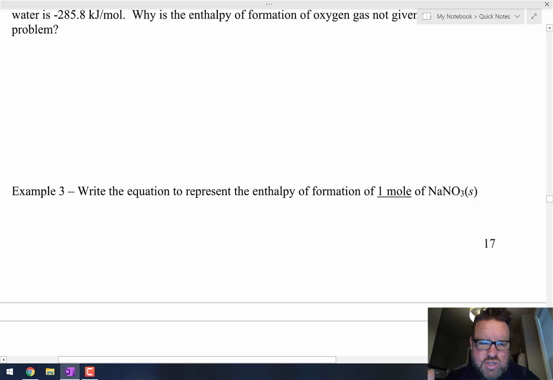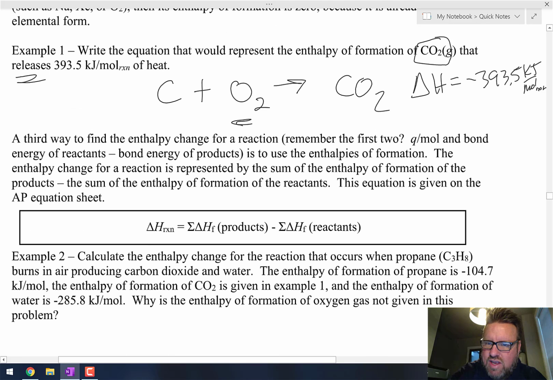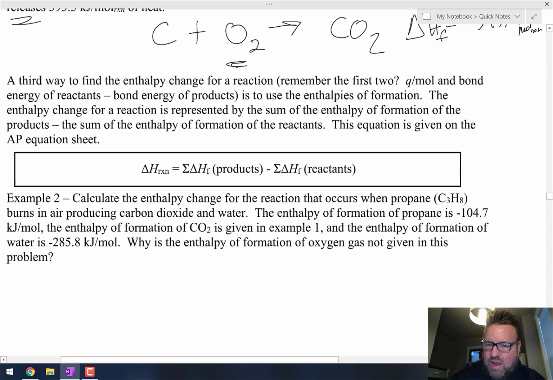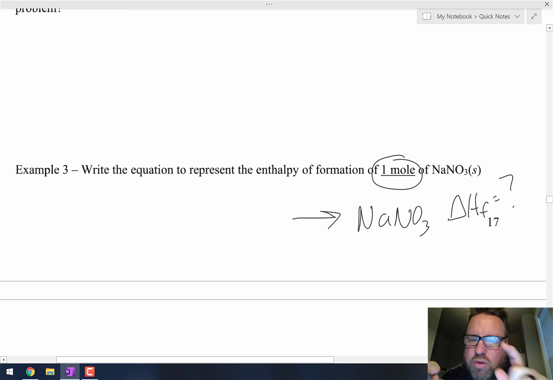We'll go back to number 2 in just a second. It says write the equation to represent the enthalpy of formation of 1 mole of NaNO3, which means you can't have more than a 1 in front of the NaNO3. So we're going to form NaNO3, and again, the enthalpy of formation. And again, I could have written that up here as well on this example, delta H with the little F there. And again, that means enthalpy of formation. It's going to equal, and again, they don't give us the number, so it doesn't matter. But we have to form just 1 mole, which means we cannot change the number in front of here.